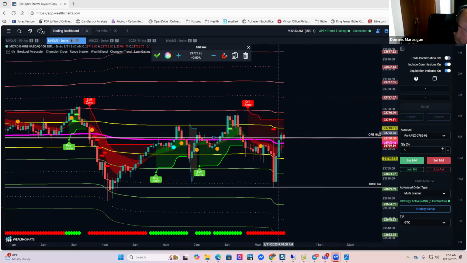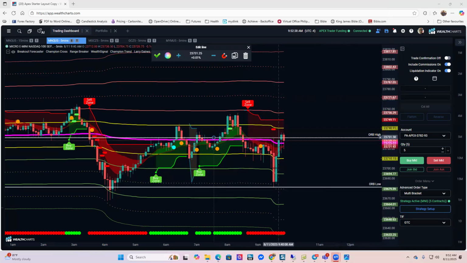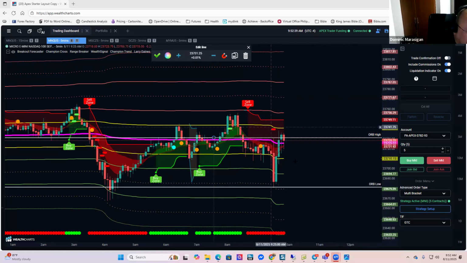Right now we're in what we call equilibrium. Usually price will just go up and down here, right? So now we're waiting for this breakout. We want to see it break out past this wick there. Right now it's not even trying to do that.